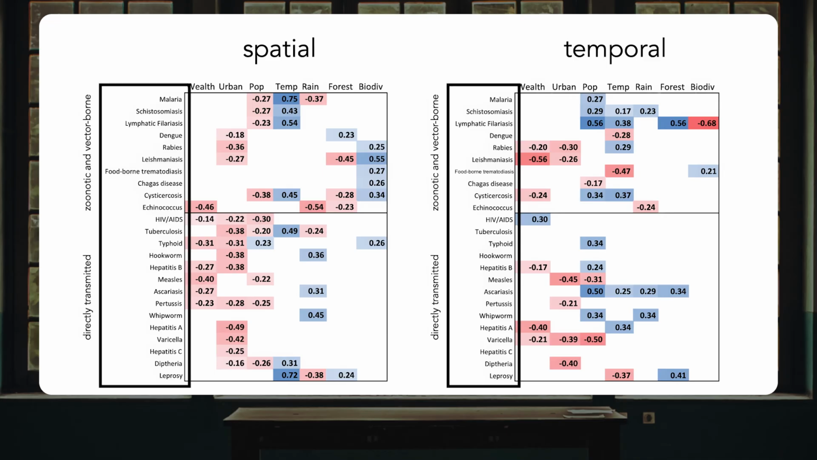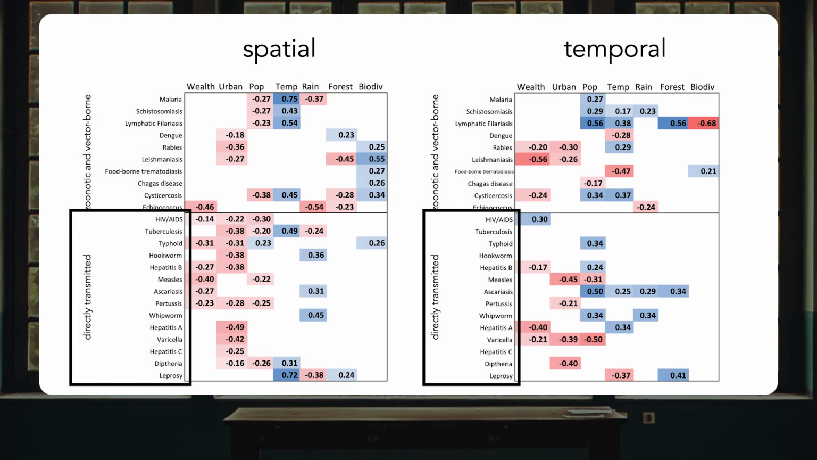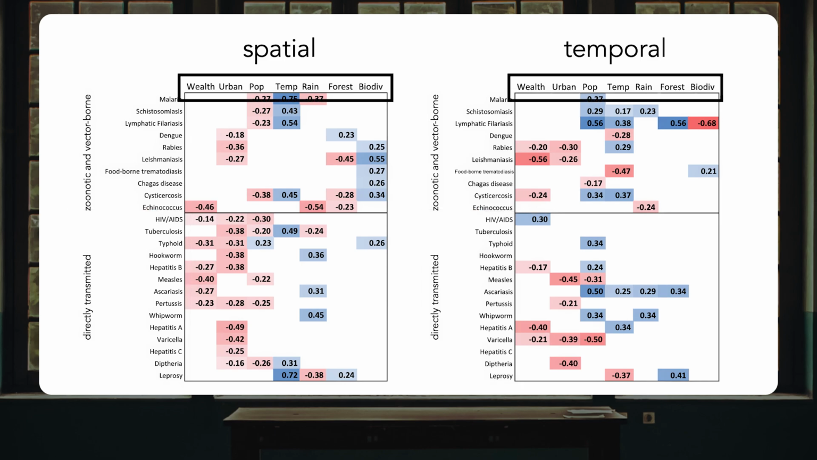On the y-axis of each of these tables, you're going to find all of the infectious diseases that we tracked. They are ordered from the most to the least burdensome, with the zoonotic diseases up on top and the directly transmitted diseases on the bottom. On the x-axis are the various factors that we included in our statistical model. So the things that we thought would be related to the burden of these diseases: wealth, urbanization, population density, temperature, rainfall, forestation, and biodiversity. You'll see that for both the spatial and the temporal analyses.